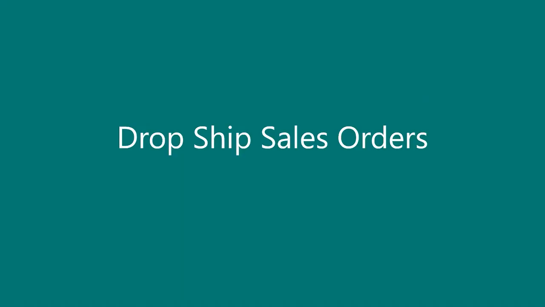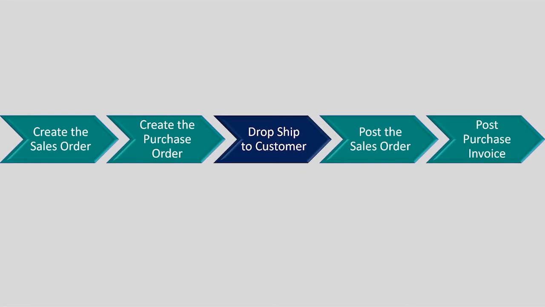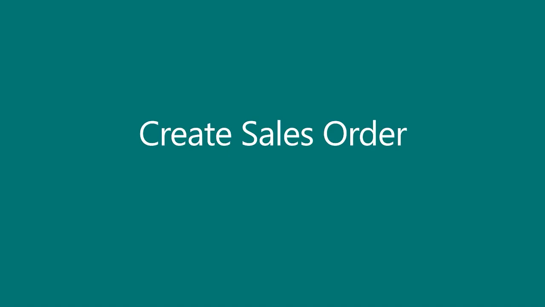This scenario will demonstrate the dropship sales order process in Dynamics 365 Business Central. We'll begin by creating the sales order. Then, as a result, we'll create the purchase order. There'll be an intermediary stop that you may not see in the software. That's just to dropship to the customer. But then we'll post the sales order, and then we'll post that purchase invoice. Let's begin. We'll go ahead and create the sales order.